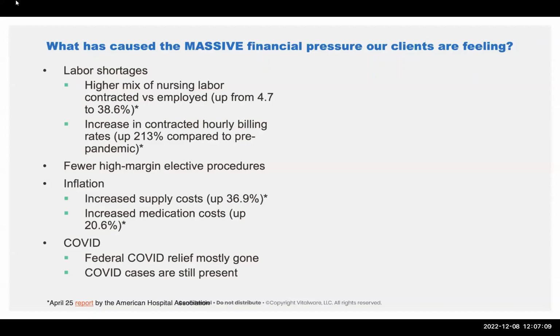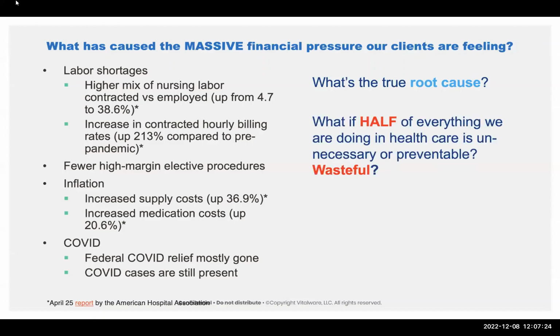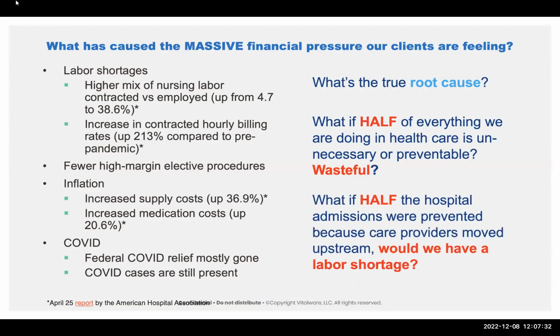And then the COVID vaccine and the COVID relief is mostly gone, yet COVID cases and now respiratory syncytial virus and the flu, they call it the tridemic, is occurring this year. So what is the true root cause? About half of everything we're doing in healthcare is unnecessary or preventable. Is it wasteful? And then what if half the hospital admissions were prevented because care providers moved upstream? Would we have a labor shortage?